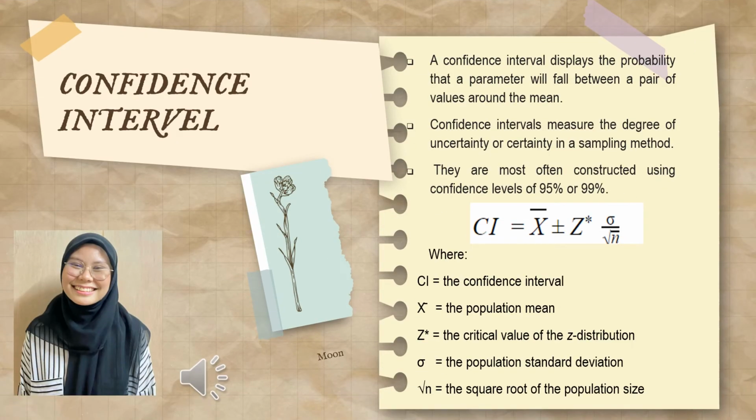Okay, confidence interval. Let's explain. A confidence interval displays the probability that a parameter will fall between a pair of values around the mean. Confidence interval measures the degree of uncertainty or certainty in a sampling method. Most are constructed using a confidence level of 95% or 99%. This is the formula we used.